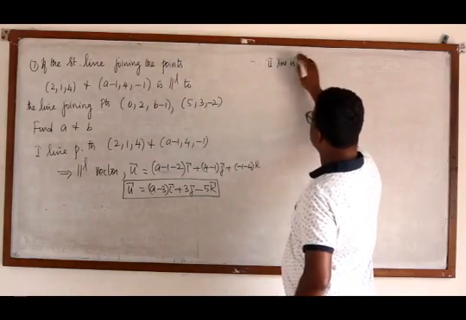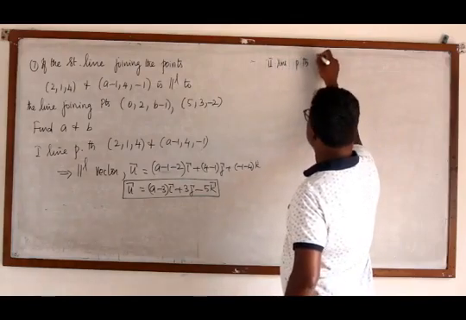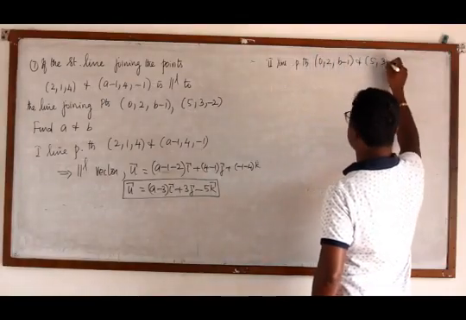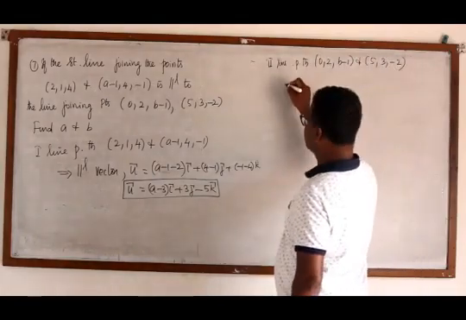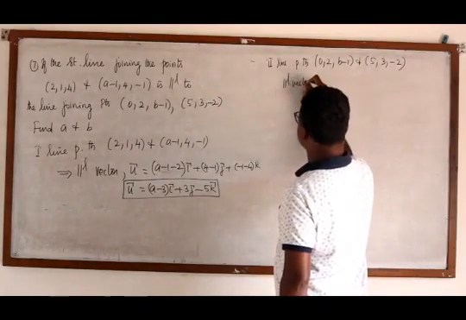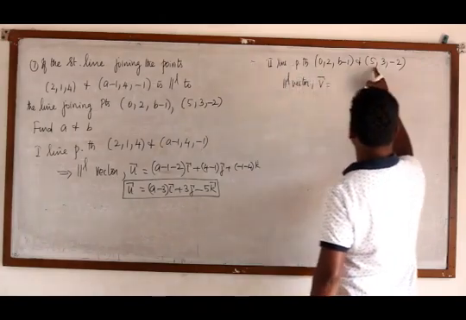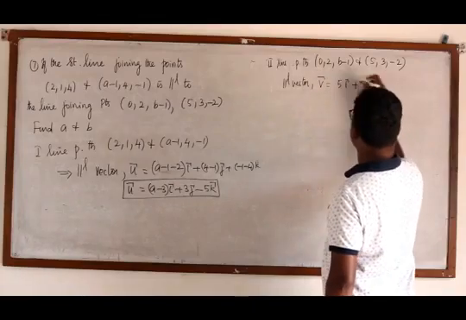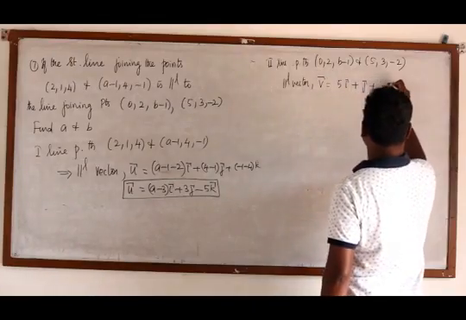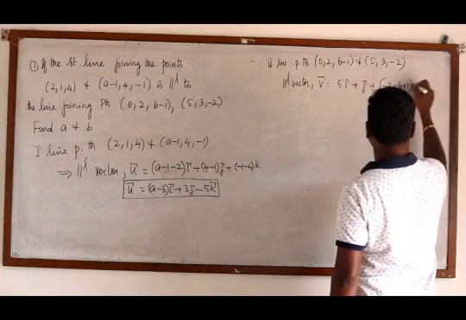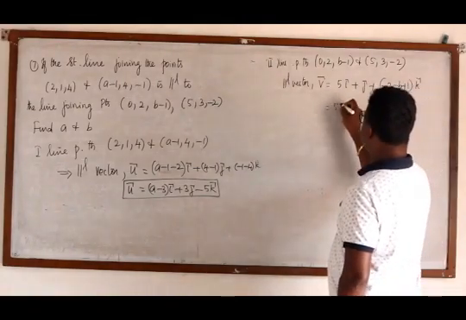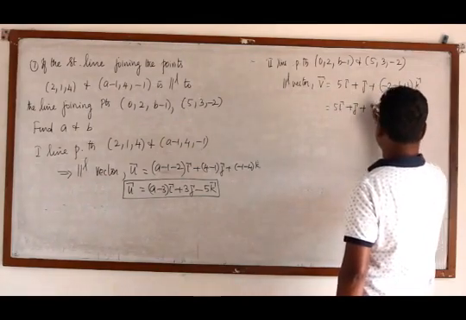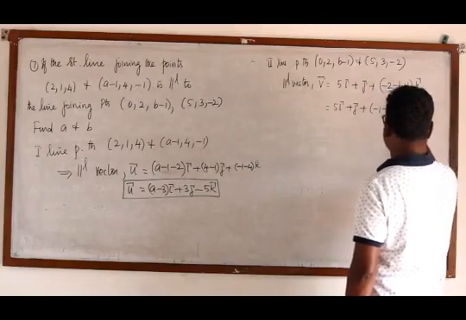Now, the second line passes through (0, 2, b minus 1) and (5, 3, minus 2). That means parallel vector. Shall I give it as B vector? It is (5 minus 0) i plus (3 minus 2) j plus (minus 2 minus b plus 1) k, which is 5i plus j plus (minus 1 minus b) k.